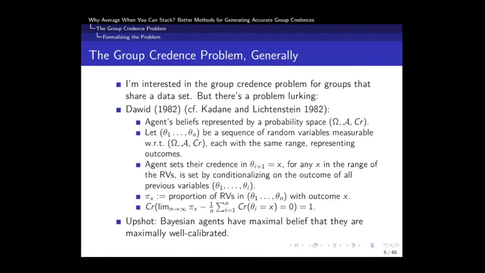So with probability one, they believe that as they make more observations and update their credences and assign credences to events, and as those events occur, the difference between the proportion of times some particular type of event occurs and their credence in that event occurring will eventually converge, right? And so the upshot of this is that Bayesian agents are going to have maximal belief that they are maximally well calibrated, right? They are going to believe that almost always, in the formal sense of the proposition having probability one, as they collect more data and just use their Bayesian conditionalization, they will end up converging on the true frequencies, right?